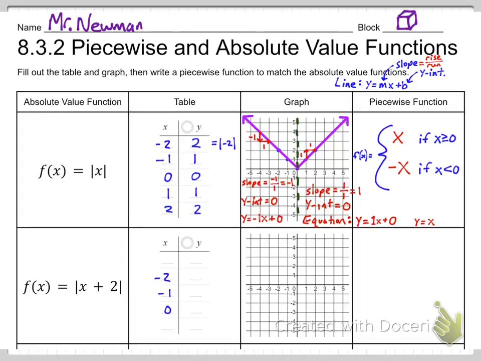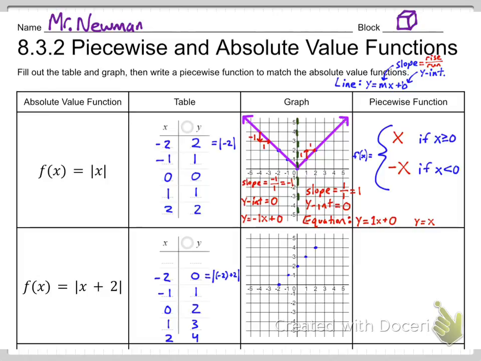Let's try the next one together. I'm going to make a list of points, same list of points. Notice I'm leaving a little space because I've thought about this problem ahead of time, and I'll show you why in a moment. But go ahead and make that list and leave that space up there. So we plug in or substitute -2 in for x and see what we get. We put it into the function and we get out 0 because -2 plus 2 is 0, and the absolute value of 0 is 0. You do that for the rest of these and you get these points right here.